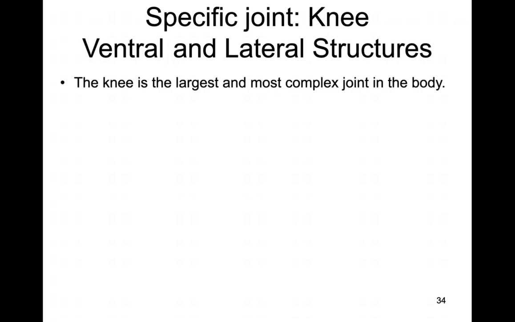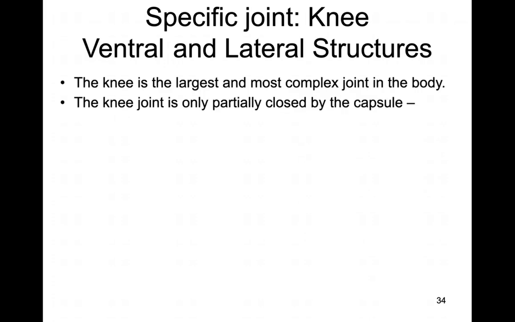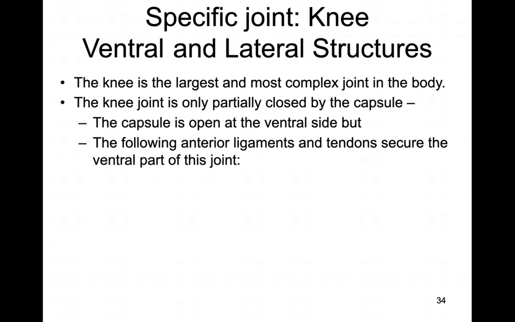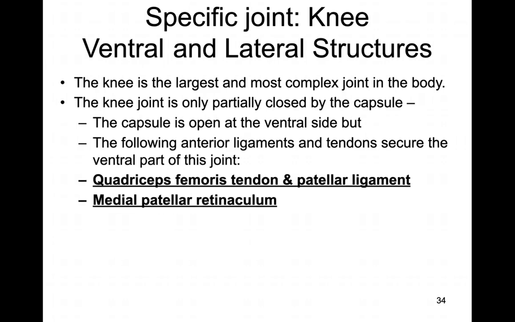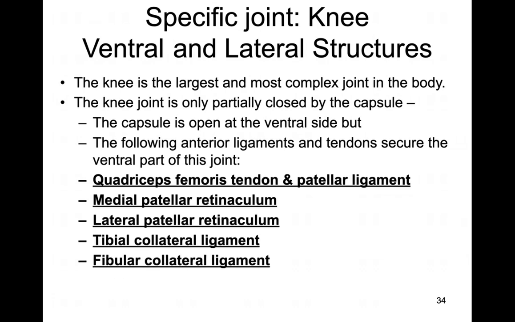So if we look at a specific joint here, the knee is the largest and most complex joint in the body. It's only partially closed by the capsule. It's open at the ventral side, but you've got anterior ligaments and tendons that are going to secure this ventral part. So the quadriceps femoris tendon and the patellar ligament are going to help do that, as well as the medial patellar retinaculum. Other ligaments in there, the lateral patellar retinaculum, the tibial collateral ligament, and the fibular collateral ligament.